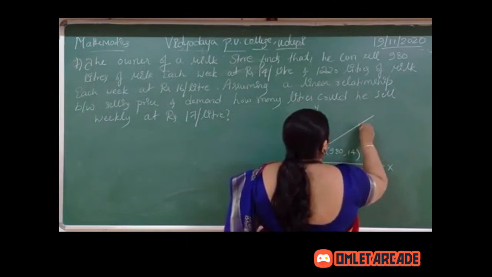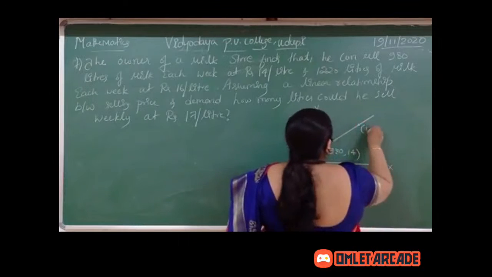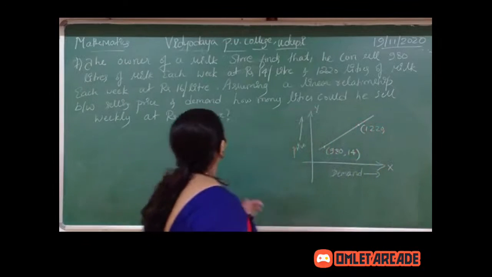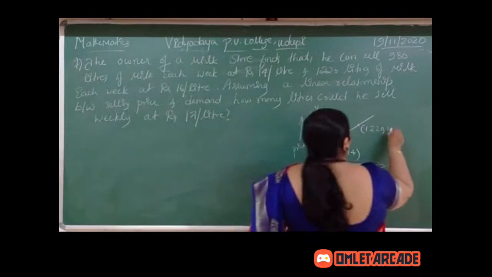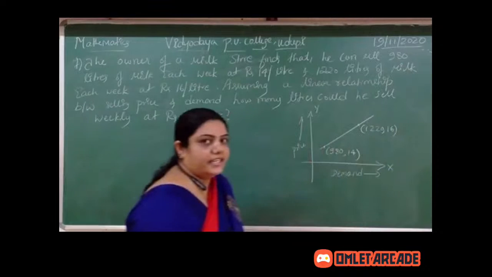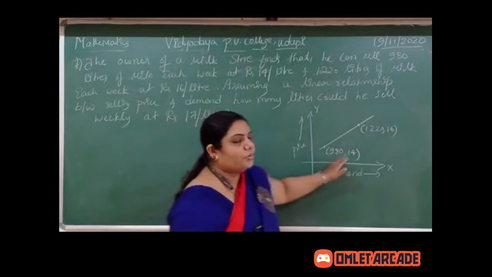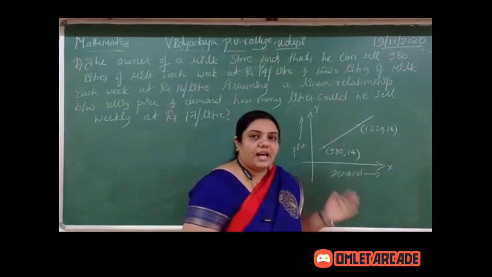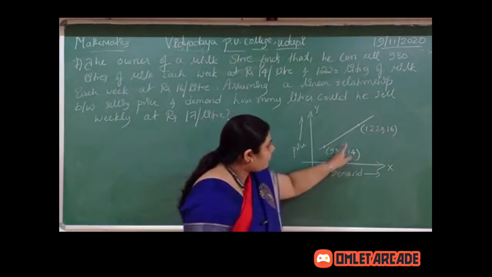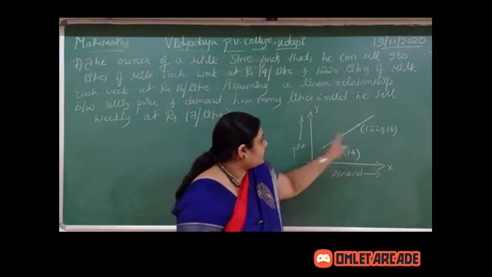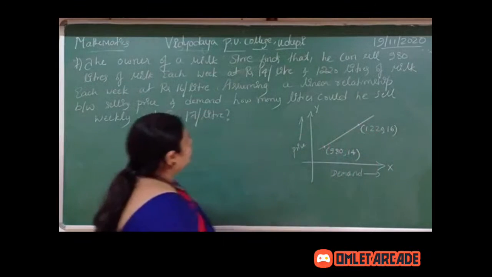If we take one more point, students, 1220 liters of milk each week at rupees 16 per liter. Can I take the y coordinate as 16? Did you get how I considered 2 points? Same as in the last question. I have taken the 2 points where the x coordinate represents demand and the y coordinate represents price.